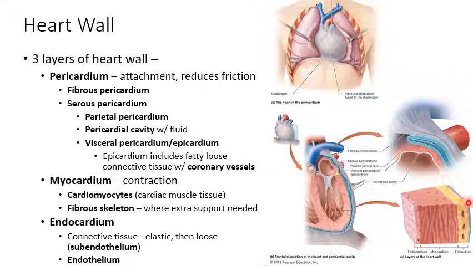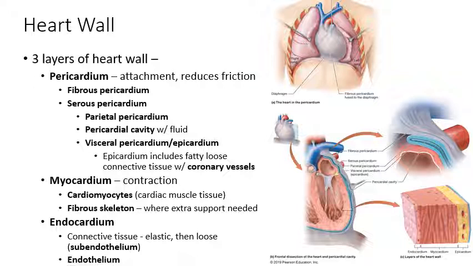So here in blue, this tiny little blue layer would be the visceral pericardium, and then just underneath that you have the epicardium, which you can see is full of fatty cells and contains the coronary vessels. And this is part of the pericardium, frequently considered part of the visceral pericardium, even though it's not technically a part of the serous membrane. It is right next to the serous membrane.